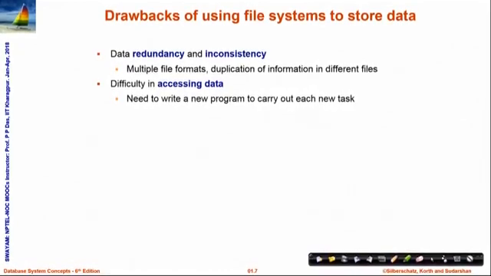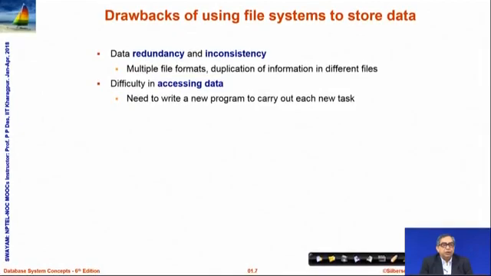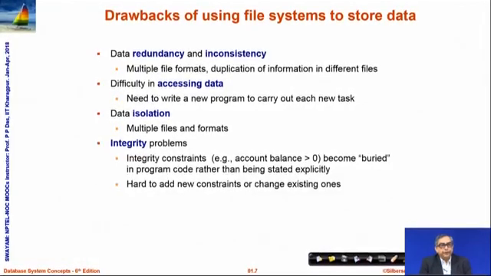Then there is difficulty in accessing the data, because as I said, the files are often sequential in nature. Even if they are random access, every task might need to use data from multiple files, and opening those files and reaching the appropriate point of access is a non-trivial task. Then there are issues of data isolation, because there are multiple types of files, and multiple formats used therein.